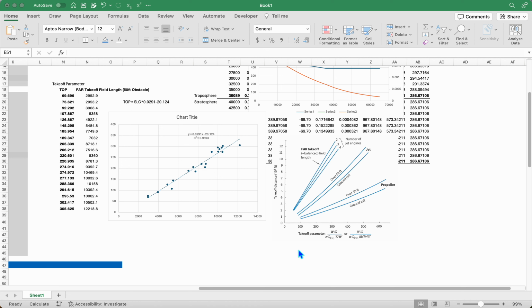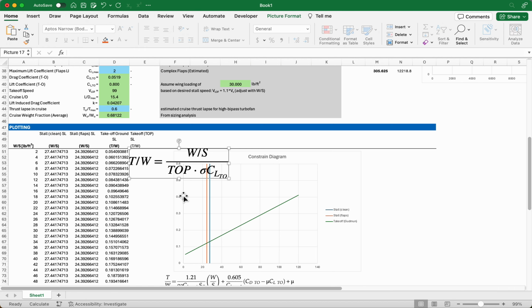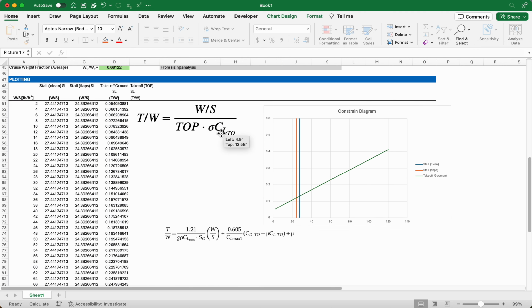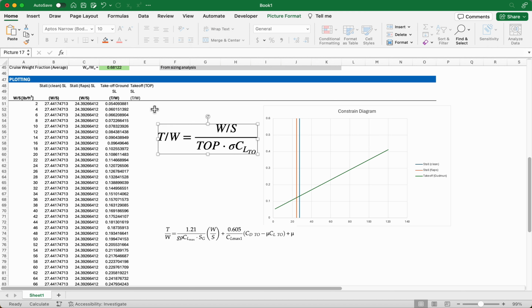So if we rearrange these equations, we end up with this relationship. Our thrust to weight ratio is equal to our wing loading divided by our takeoff parameter times sigma times our lift coefficient during takeoff. So we're going to code this in.